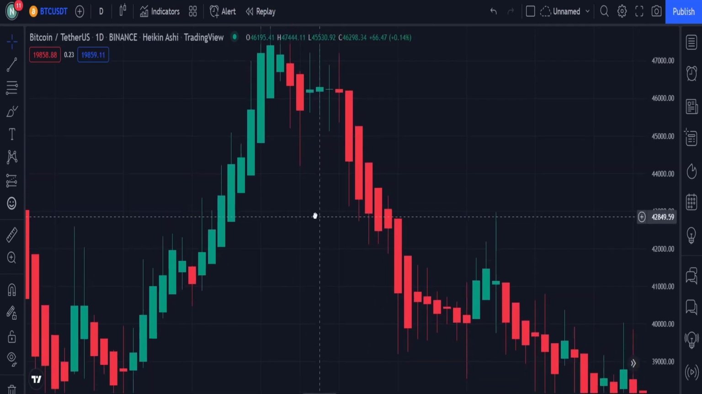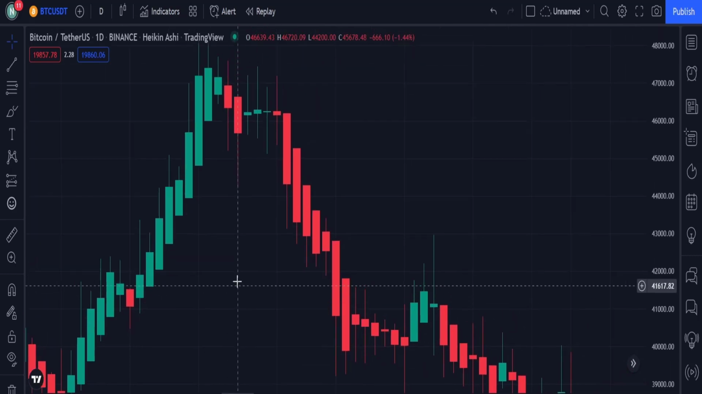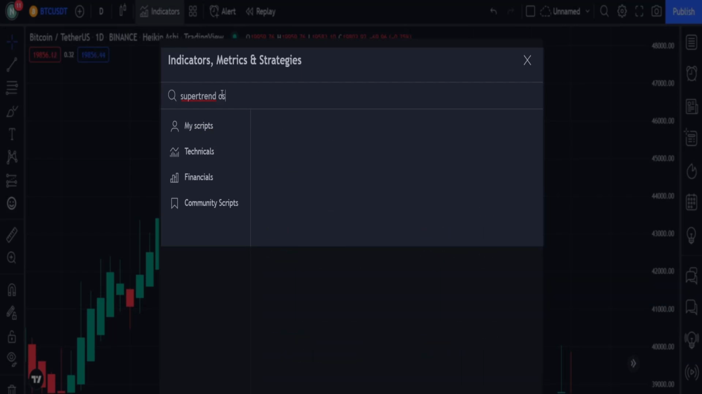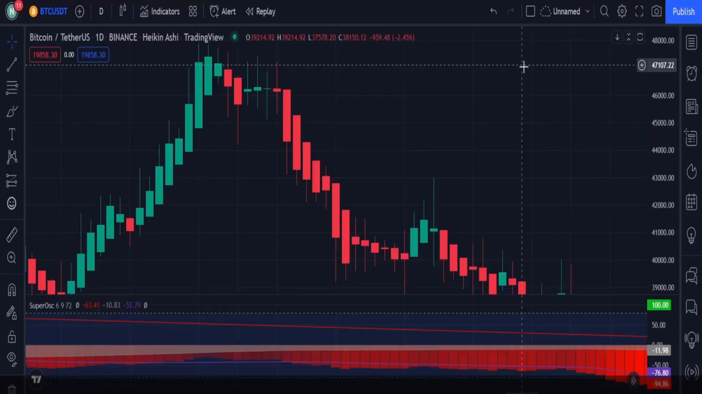We are going to be using 3 indicators for this strategy. For the first indicator, we are going to click on indicators, and the first one we're going to add is the SuperTrend oscillator, right here by Lux Algo. So we're going to add the SuperTrend oscillator. We're going to make some changes to it.